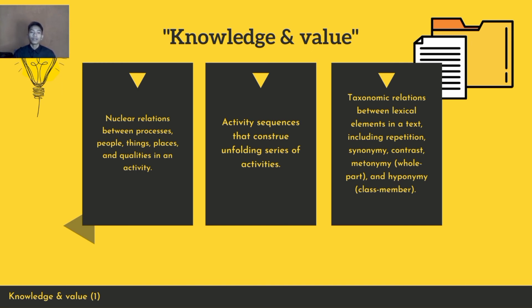Taxonomic relation is between lexical elements in a text, including repetition, synonym, contrast, metonymy, and hyponymy. It means they have a relation with taxonomy. So we can say that in the sentence or genre in genre-based pedagogy, for example, activity in the classroom or teaching classroom, if they have repetition, synonym, or contrast, or metonymy and hyponymy that relate to each other, then we can say that is the knowledge from the genre or curriculum genre.